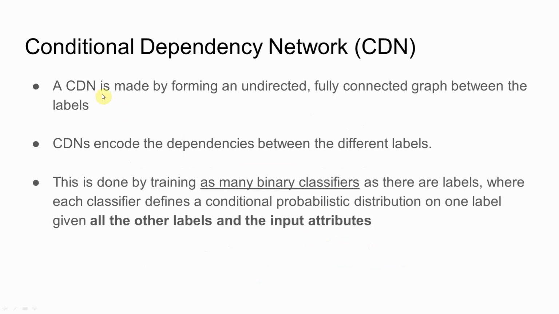So for a conditional dependency network, as I mentioned, we add the probabilities to each line that connects them. A CDN is made by forming an undirected, fully connected graph between the labels. They are all connected to each other. The only difference is that there is a weight on each connection, on each line. CDNs encode the dependency between the different labels. This is done by training as many binary classifiers as there are labels, where each classifier defines a conditional probability distribution on one label given all other labels and the input attributes.